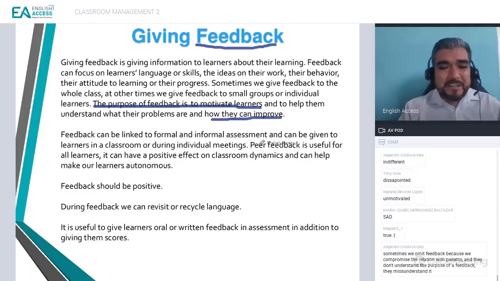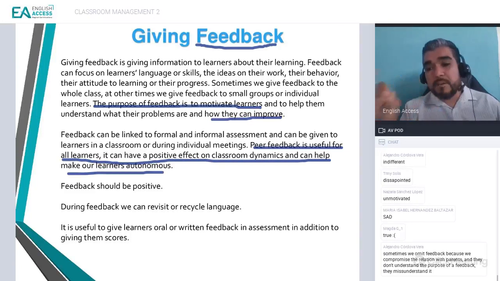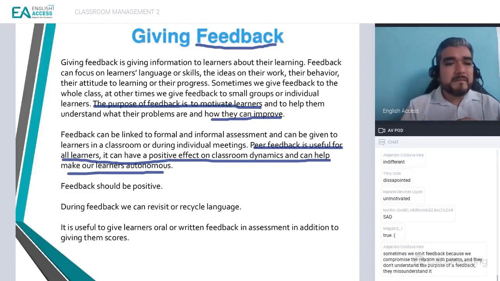But yeah, okay. Peer feedback is useful for all learners. It can have positive effect on classroom dynamic and can make our learners autonomous. Peer feedback is beautiful. I'm gonna tell you a story.